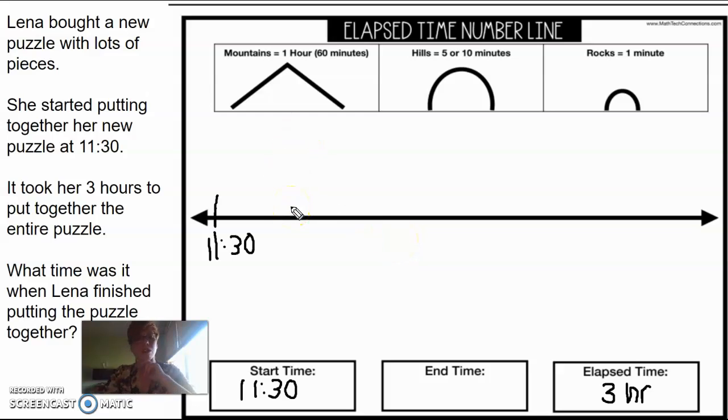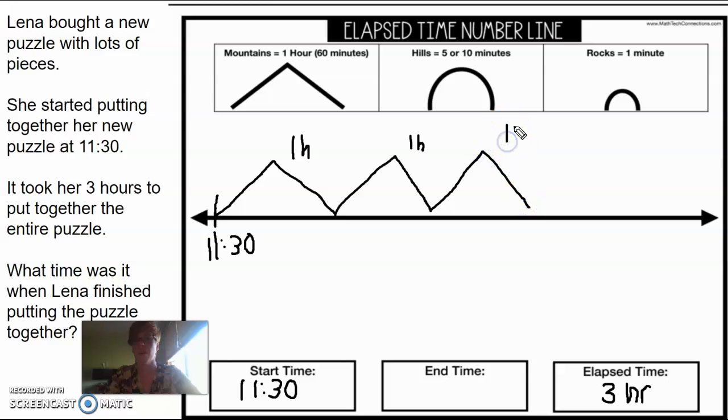So the puzzle took her 3 hours. That means we are using mountains in this problem. That would make the most sense. We don't need to add up hours in the hills by 5 or 10 minutes. That's a little unnecessary. So how many mountains or how many hours will we need? 3. So there's a mountain. That's 1 hour. Please write this down on your paper. There's a mountain. That's 1 hour. And here's a mountain. 1 hour.